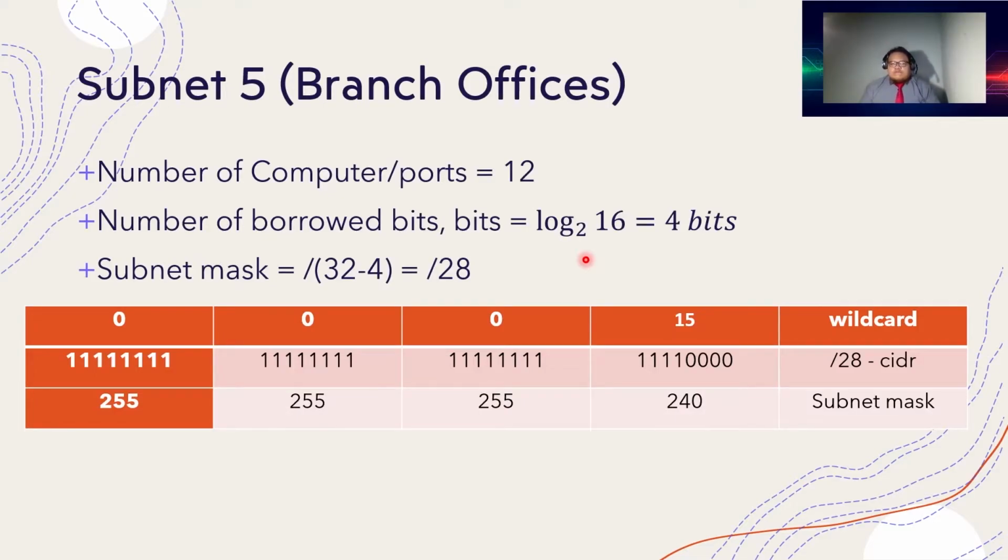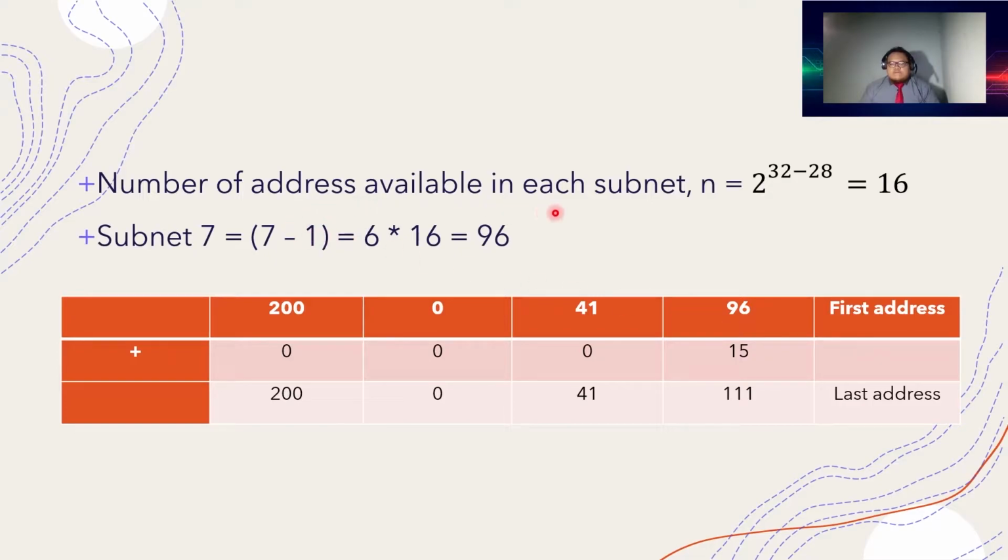The branch offices are going to need 12 computers or ports in their department. So the number of borrow bits we are going to use is log2 16, which is equal to 4 bits, and the subnet mask that we're going to get is mask 28. The wildcard and CIDR subnet mask are the same as the last two departments that we presented. So the number of addresses available in each subnet is 16, and we continue the subnetting from before.